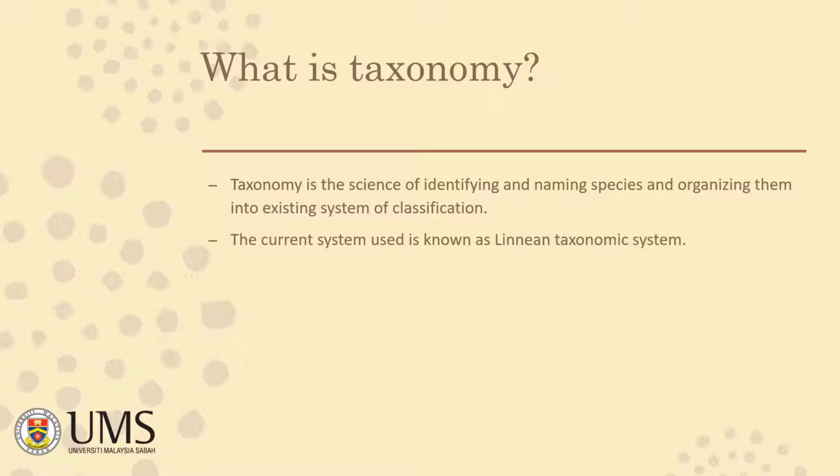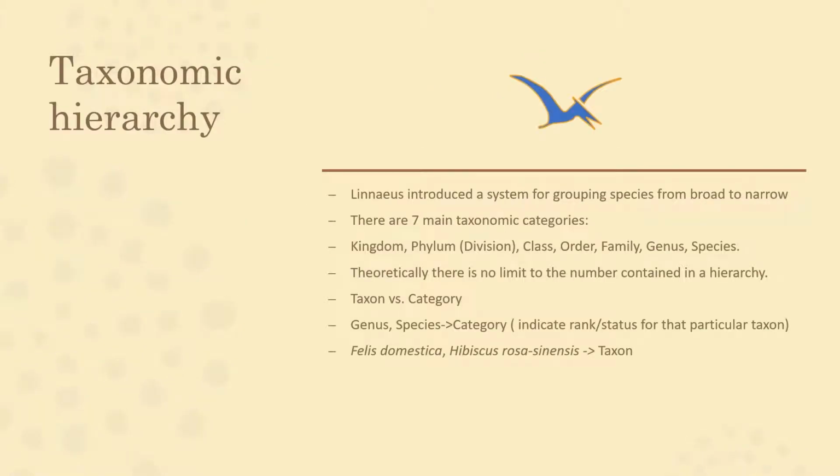The taxonomy system we use today is known as linear taxonomic system. This is because the system is developed based on method established by a taxonomist named Carl Linnaeus. Linnaeus introduced a system for grouping species from broad to narrow.